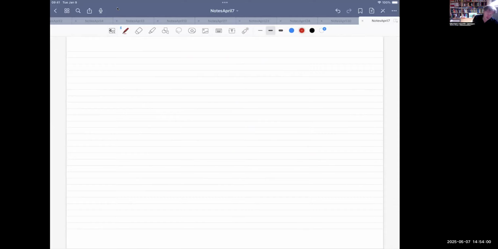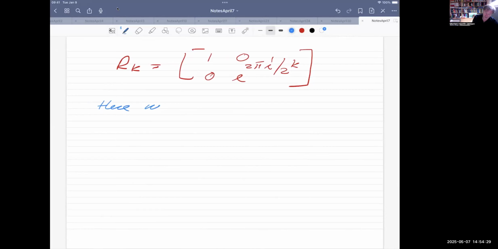So just to give a quick reminder. The rotation gates are defined, if we think of this as a 2 by 2 matrix, by 1, 0, and then we have 0, and e to the 2 pi i divided by 2 to the power of k. So in our case, we have k equal to 2 because we have the 2 qubits case. And that is going to give us, in our case, with 2 qubits, n equal to 2, e to the pi i divided by 2. And we know that that is equal to i, the imaginary number.